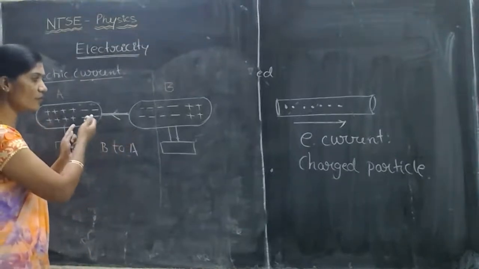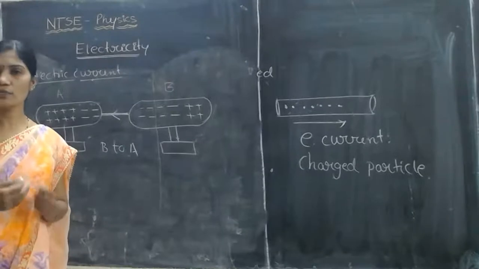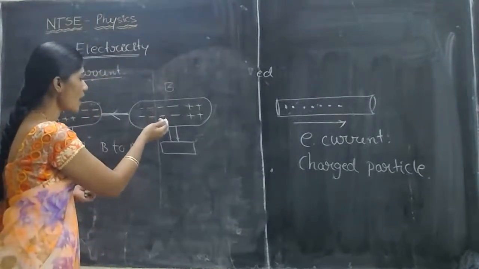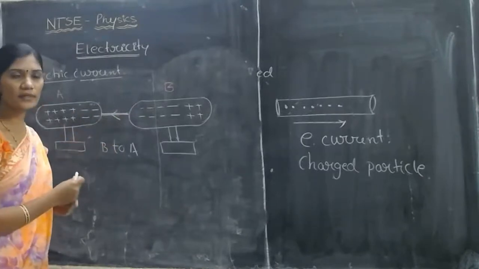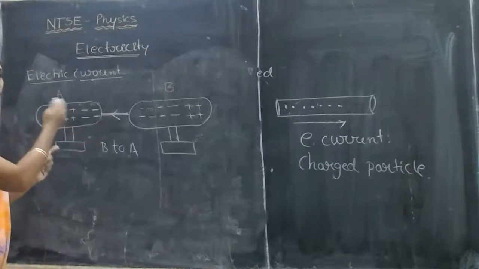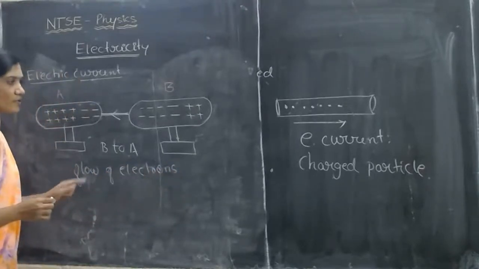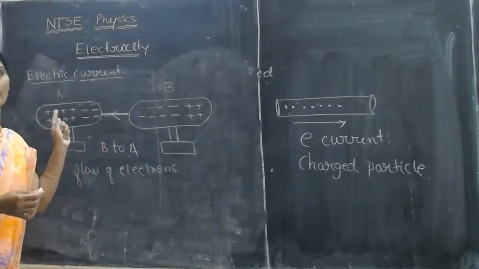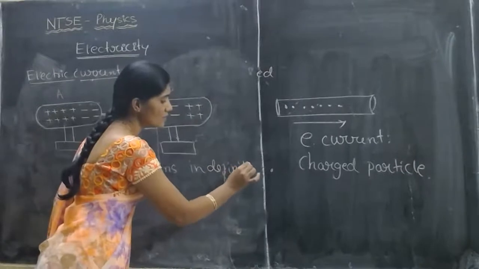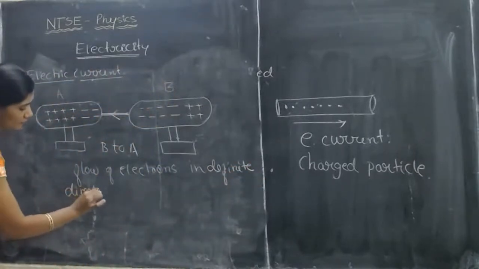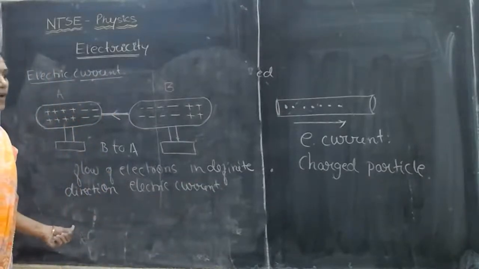This means that to make a flow of electrons continuous, you have to maintain a difference in potential. If potentials are equal, there is no movement of electrons. If you want to keep on moving the electrons continuously, then you have to maintain the difference in potential. Here, as there is a difference in potential, when we connect B to A with the help of a metallic wire, electrons start to move from B to A. This movement of electrons is nothing but flow of electrons in a definite direction. What is the definite direction? B to A is the definite direction. This movement or flow of electrons in a definite direction is known as a current, electric current. Now we want to measure this electric current mathematically. What is the magnitude? How to measure?